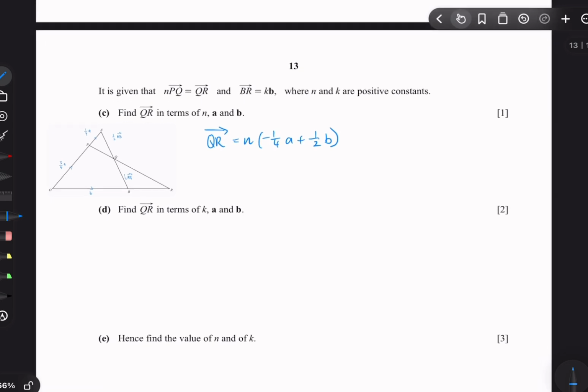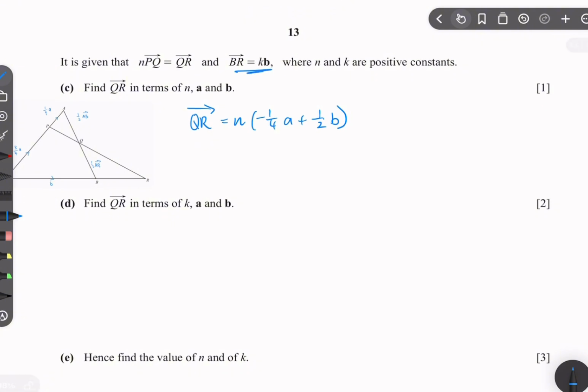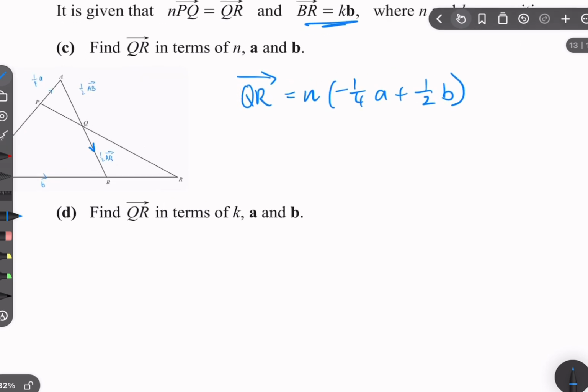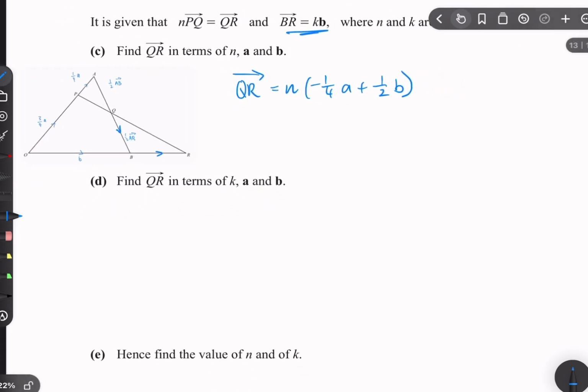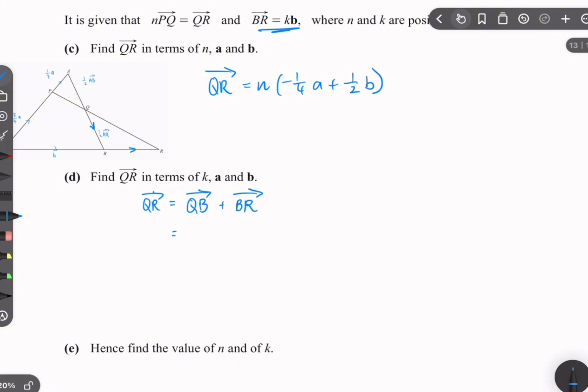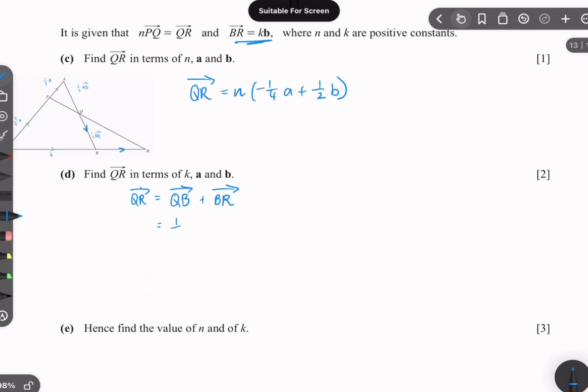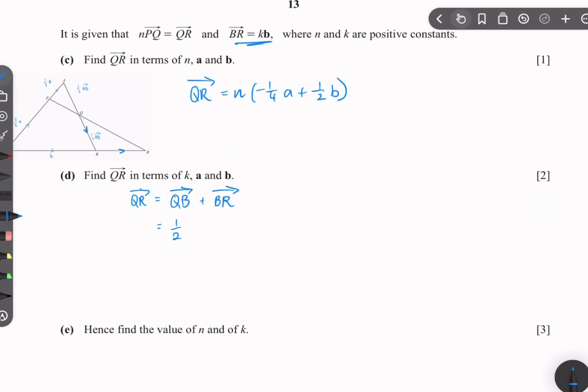Okay, so since the answer has to be in terms of K, we need to use BR since we know BR is equal to KB. So we can go QB and then BR. QB is half of AB. And yeah, we have the value from the previous question. And then BR is KB.